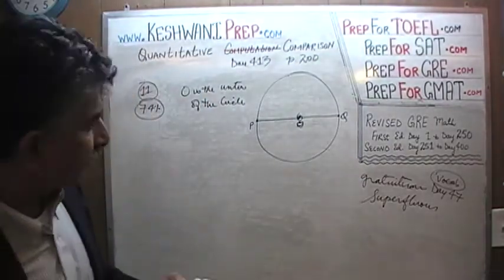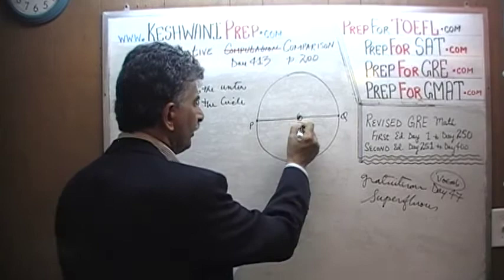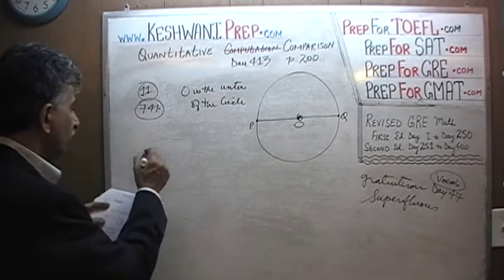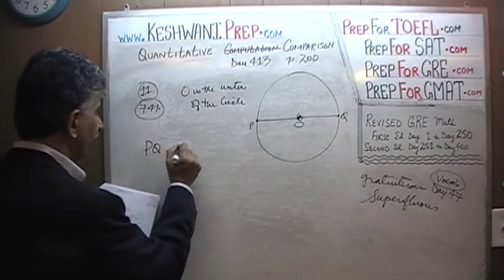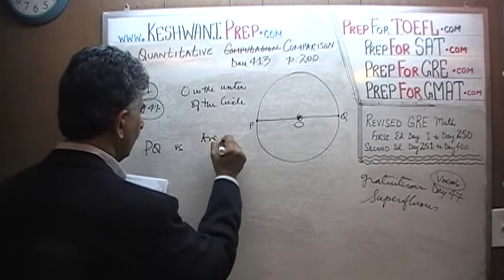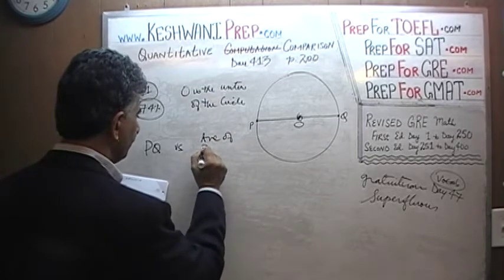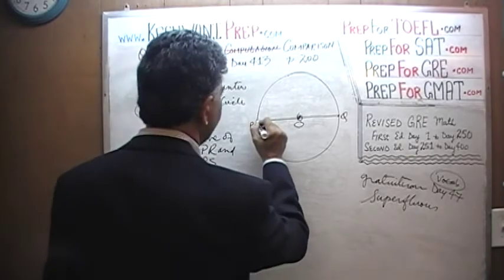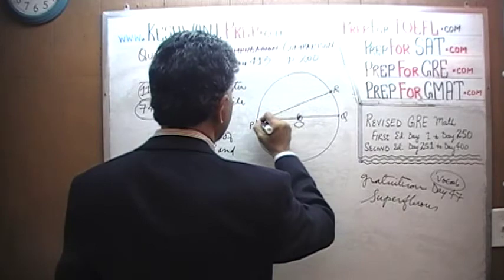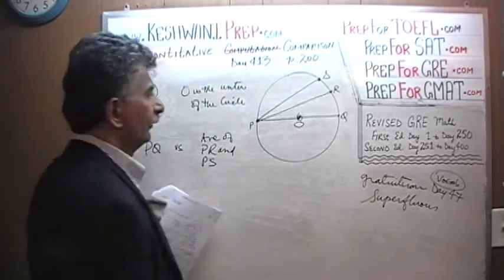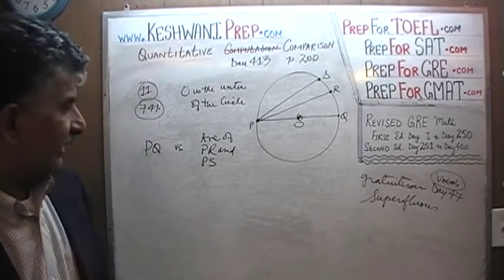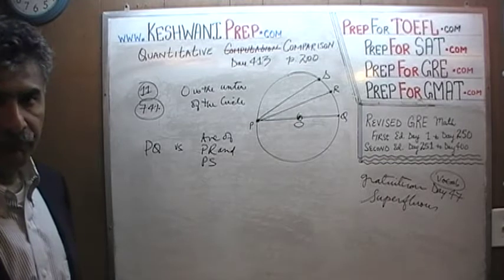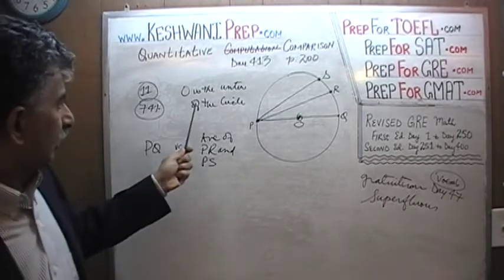That information is going to play a crucial role, knowing the fact that O actually is the center of the circle. What we're being asked to compare is the length of PQ versus the average of the length of PR and PS. PR is something like this, and PS is something like this. So we're being asked to take the average of these two lengths, PR and PS, versus PQ. Now PQ, we are told, goes through the center.